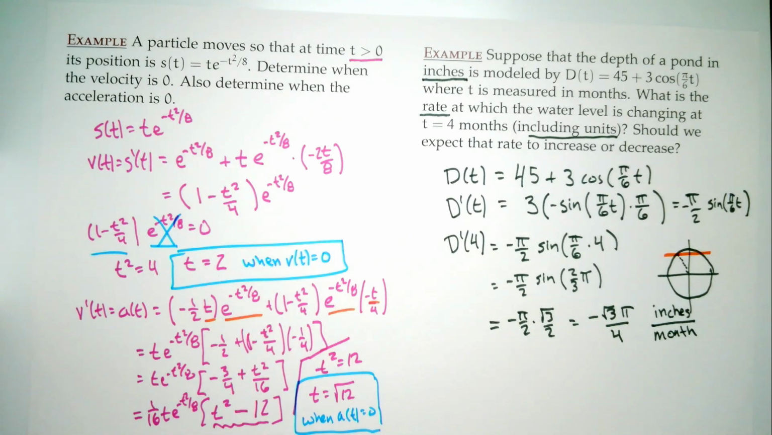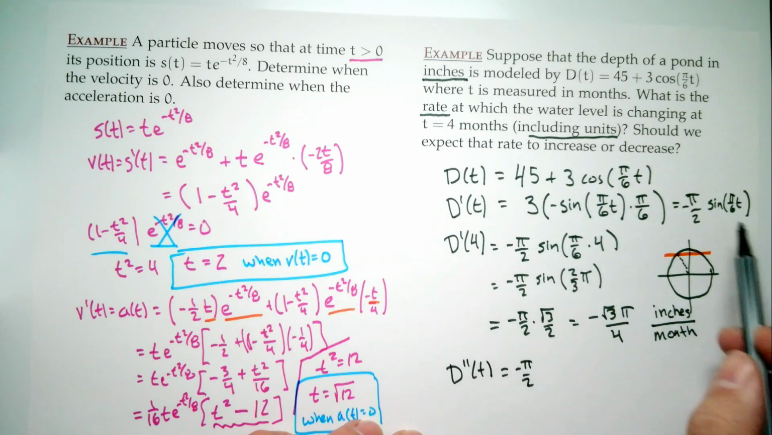So that's the rate at which the water level is changing, minus root 3 times pi over 4. There's a second question. Should we expect that rate to increase or decrease? In other words, what's happening to the rate of the rate? What do I want to be looking at if I want to understand the rate at which the rate is changing? The second derivative. Because whenever I want to know how something's changing, I look at a derivative. So a derivative of a derivative is the second derivative. So d double prime. Well, taking the derivative, that would be negative pi halves. Derivative of sine?